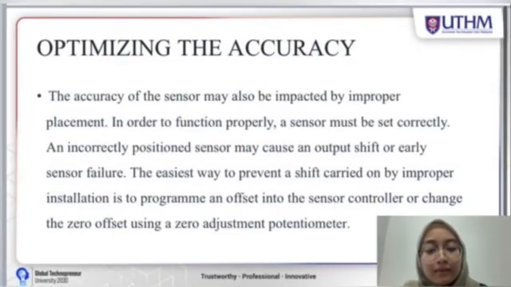For optimizing accuracy, the sensor may also be impacted by improper placement. In order to function properly, a sensor must be set correctly, and an incorrectly positioned sensor may cause an output shift or an error, or sensor failure. The easiest way to prevent a shift caused by improper installation is to program an offset into the sensor controller or change the zero offset using a zero adjustment potentiometer.